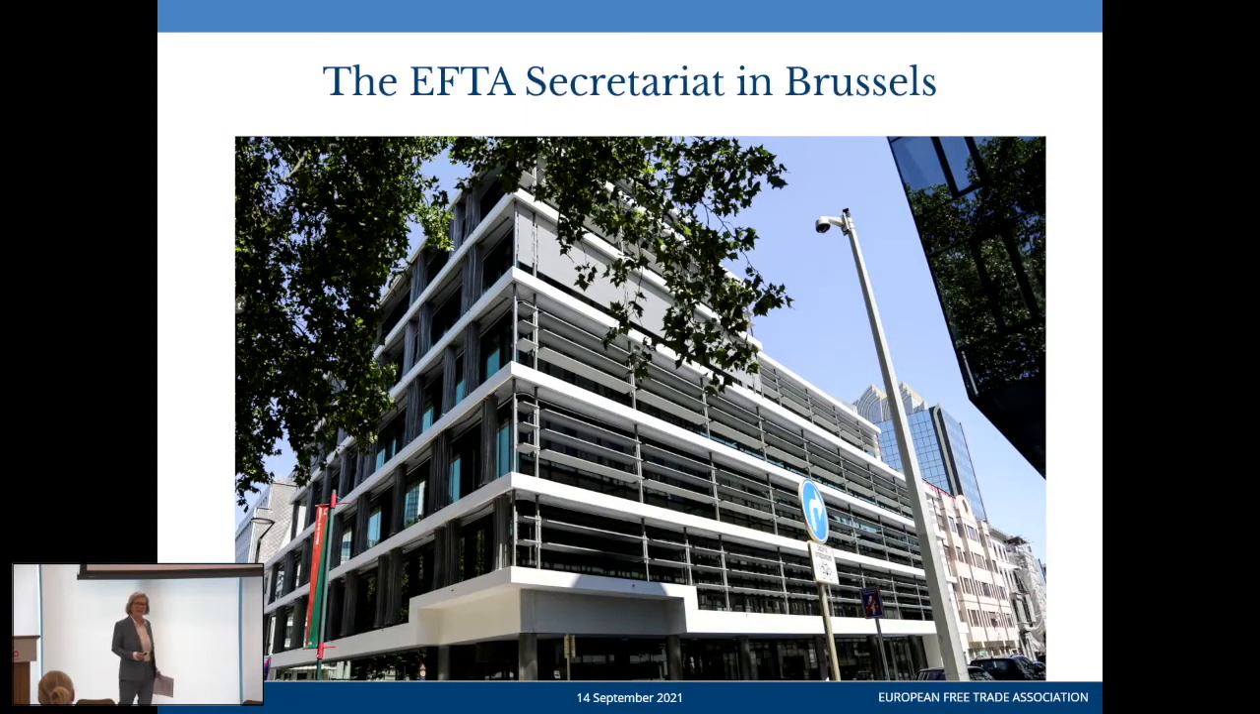And then here in Brussels, we are the largest part of the EFTA Secretariat. And today we are in our new building, which we share with our sister organizations, the Financial Mechanism Office and the EFTA Surveillance Authority. And you will meet many of our colleagues from those organizations later on today.